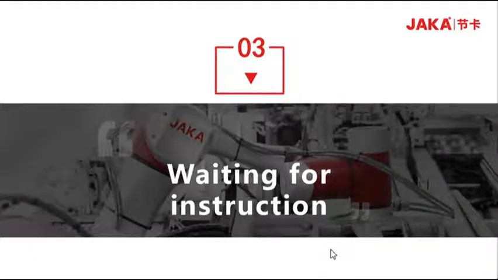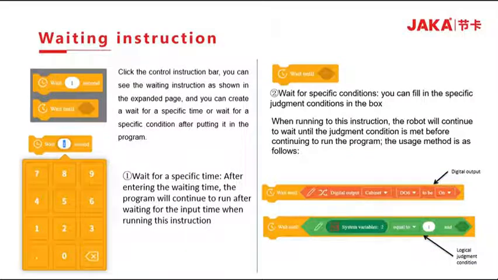3. Waiting instructions. Click on the control instruction bar, and you can see two waiting instructions as shown in the figure on the extended page. The first one is to wait for a specific time. After entering the waiting time, the program will continue to run after waiting for the input time during runtime.